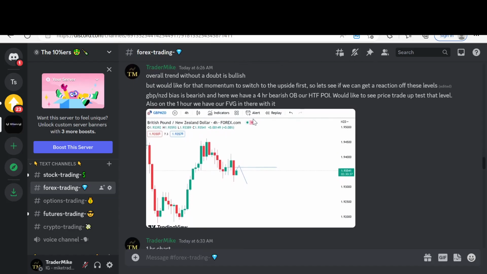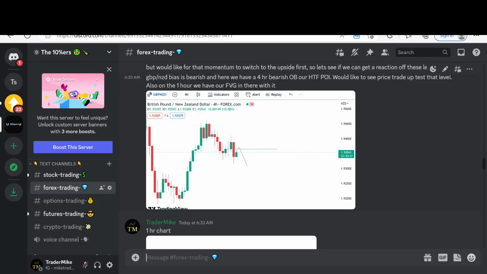Okay. So GBP NCD bias is bearish, and here we have a 4-hour bearish order block. That is right there. See that I have indicated with a blue horizontal line indicating where that 4-hour bearish order block is. That is your higher time frame level. Because remember, for me, 4-hour and up is considered higher time frame levels. 4-hour, daily, weekly, monthly, right? So we have a 4-hour bearish order block right there.